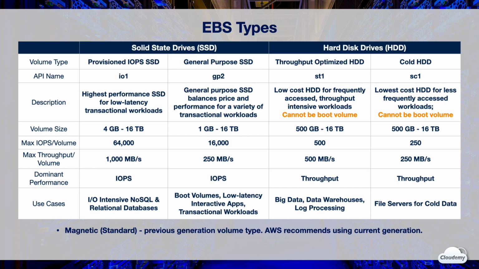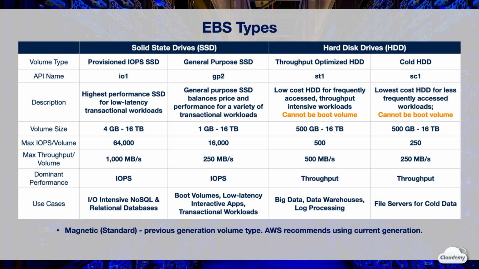Throughput-optimized HDD or ST1 volume is the low-cost magnetic HDD storage. Each throughput-optimized HDD volume can provide 500 maximum IOPS, and 500 megabytes per second maximum throughput. It's designed for frequently accessed throughput-intensive workloads, such as log processing, ETL jobs, big data, Hadoop MapReduce, Apache Kafka, and data warehouse.